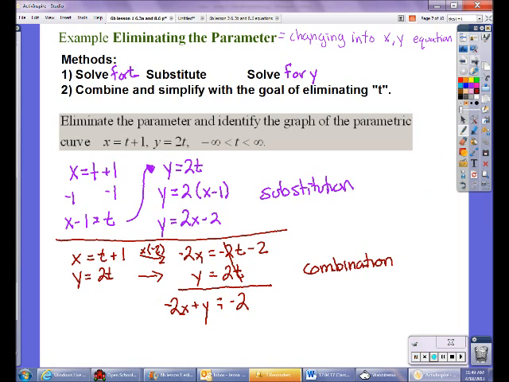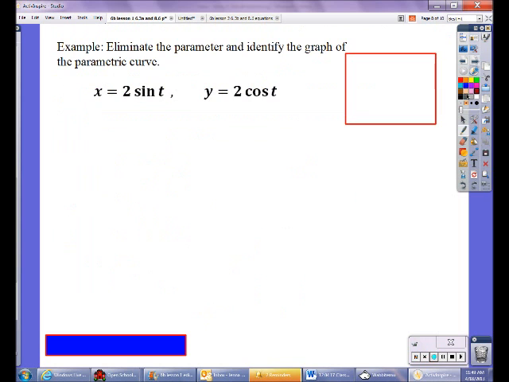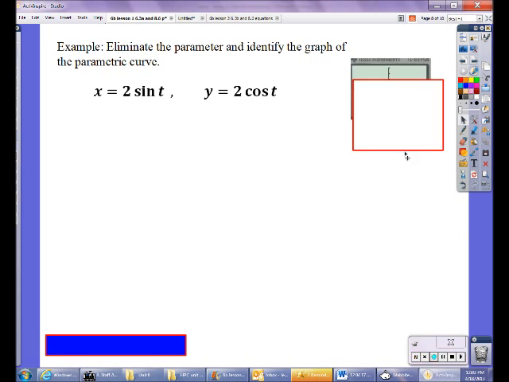In our second example, combination will be the only method that really works. You'll note that in this example we have sine and cosine, but don't get scared. To figure out how to start, we're going to graph it on our graphing calculator, and in parametric mode we have a circle. So let's talk about what we know about circles. That can tell us how we can start this.